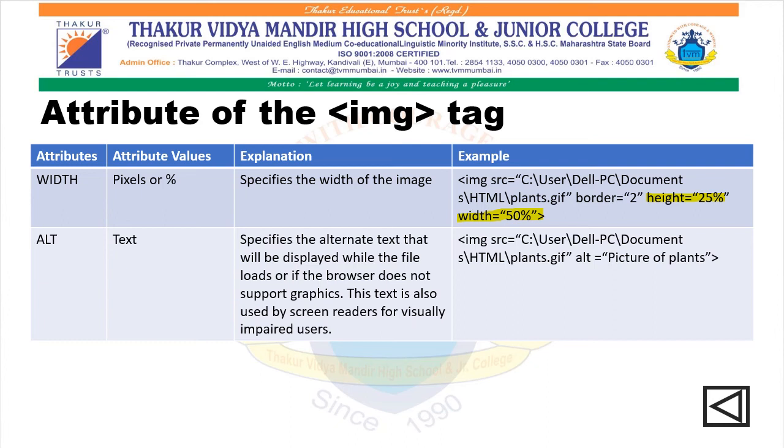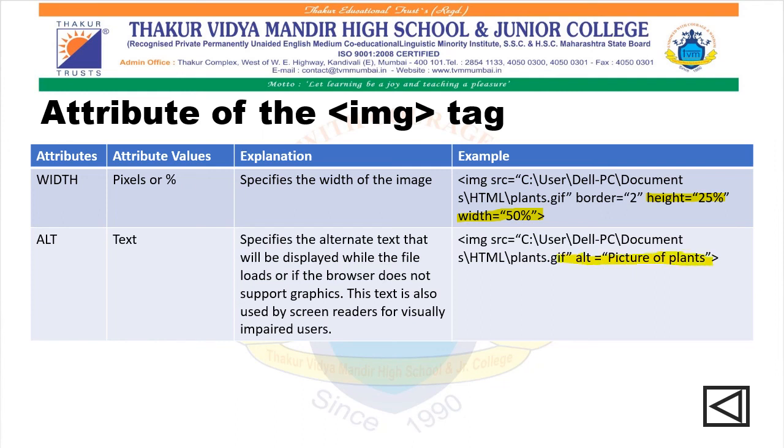Now the next is alt. Alt is in the form of text. This alt specifies the alternate text that will be displayed while the file loads, or if the browser does not support graphics. This text is also used by the screen reader for visually impaired users. This alt will just give the text which is specified in the value section, and this value will be shown when the browser is not capable of supporting some graphic formats.